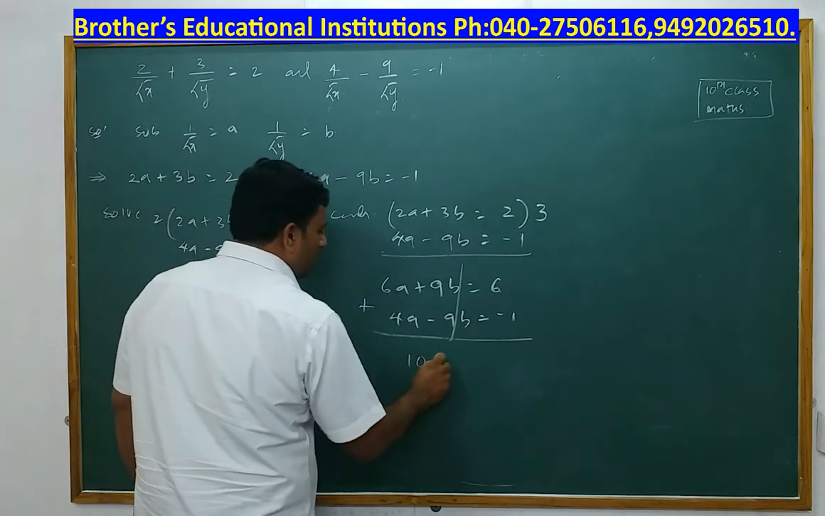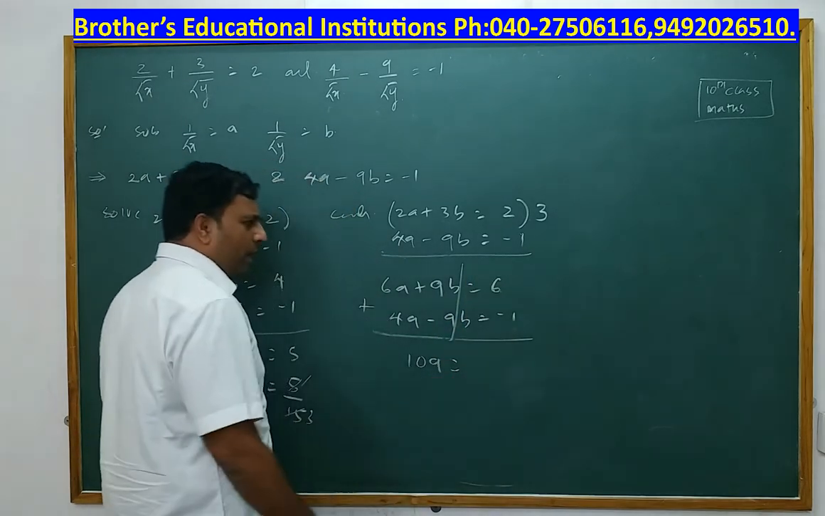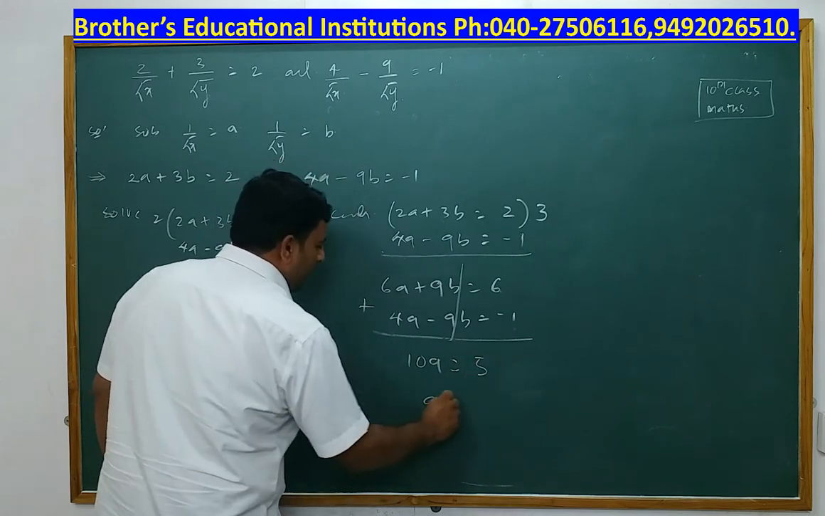6a plus 4a is equal to 10a. And what is 6 minus 1? 6 minus 1 is 5. So what is a equal to?